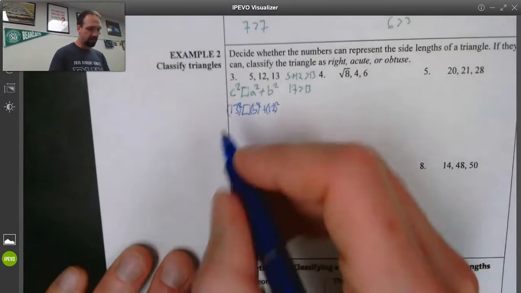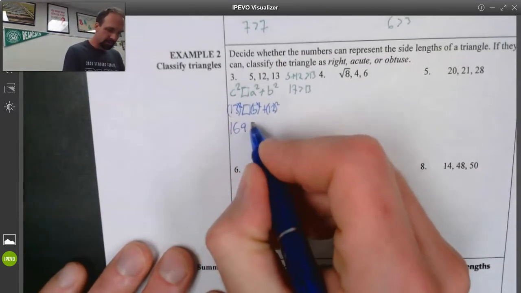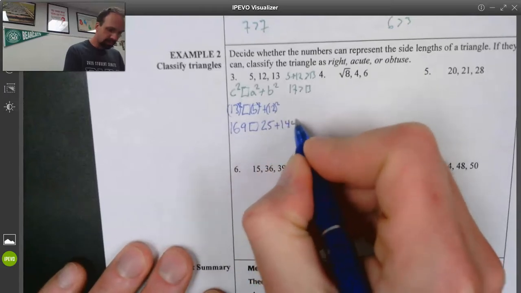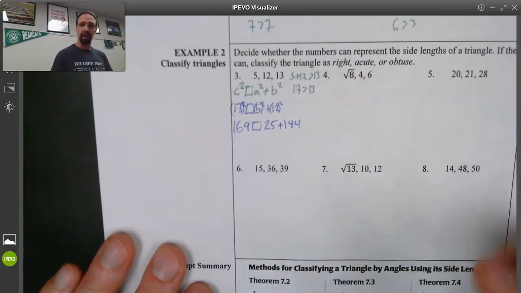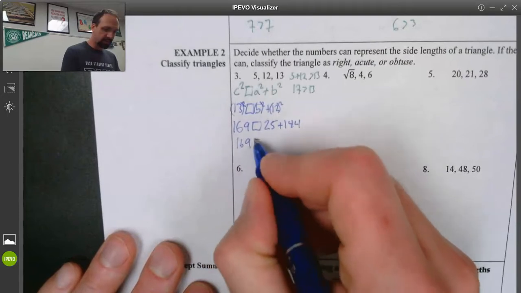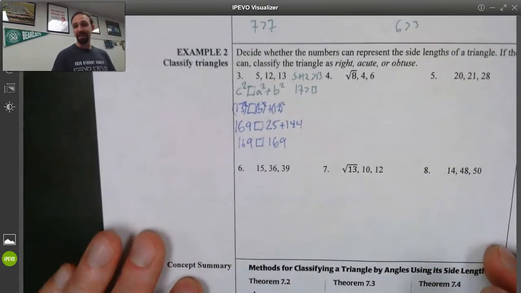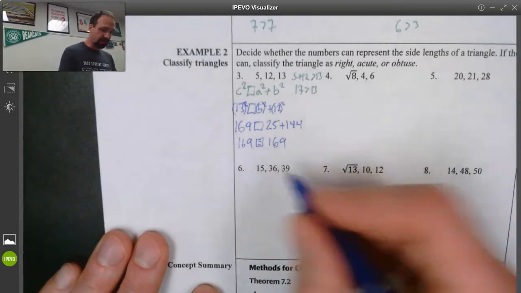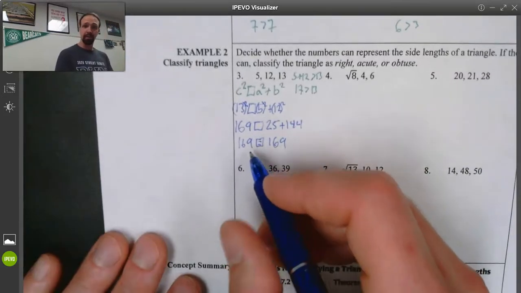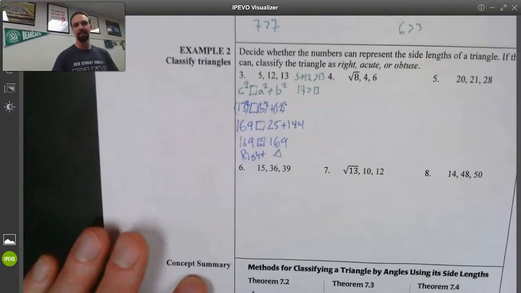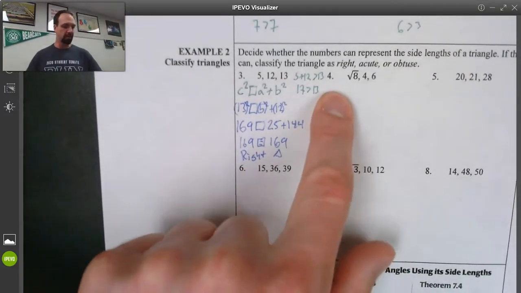All right, 13 squared is 169, and 25 plus 144, if I add those two up, I get 169. So 169 and 169 are equal to each other. Because it's equal, I know that it's a right triangle. So this one is a right triangle for number 4.